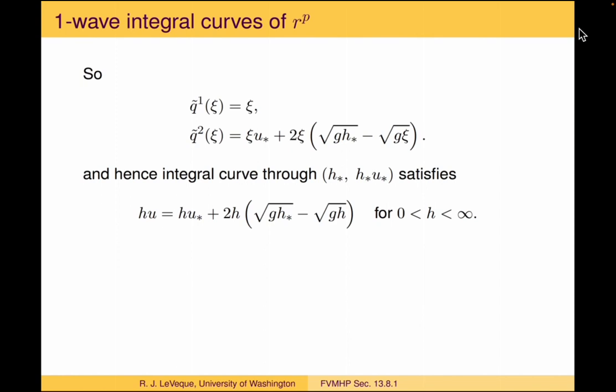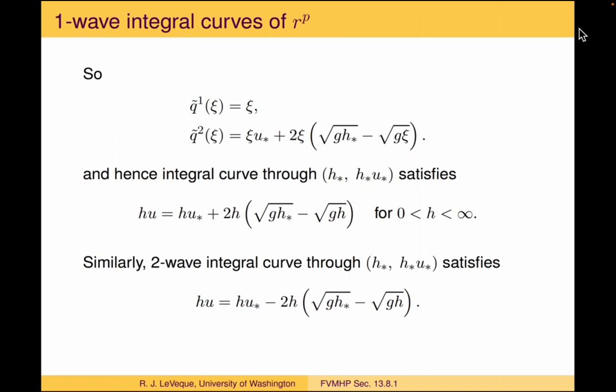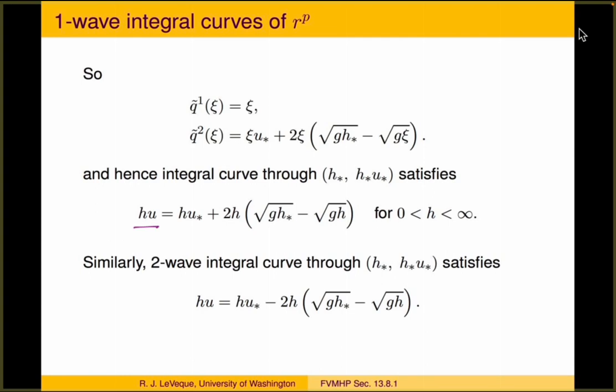Or if we rewrite things in terms of h and u again, we end up with these expressions for the two integral curves. For the one-wave curves, the momentum is just h times u star, whatever point we chose, plus 2h times the difference between square root of g h star and square root of g h. And that holds for any h between 0 and infinity. So if you fix h star and u star and plot this as a function of h, that gives you exactly one of these integral curves for R1.